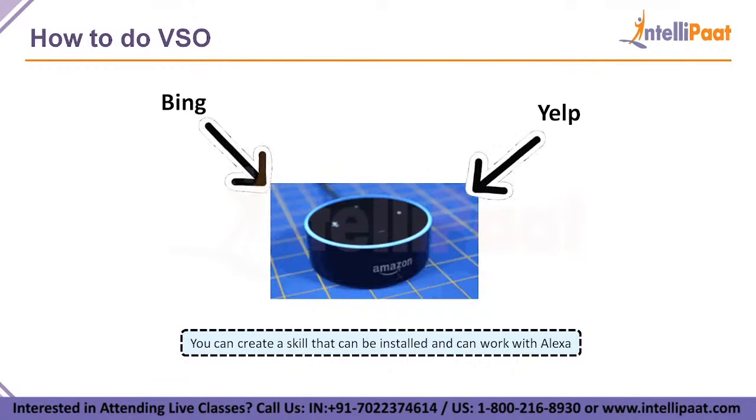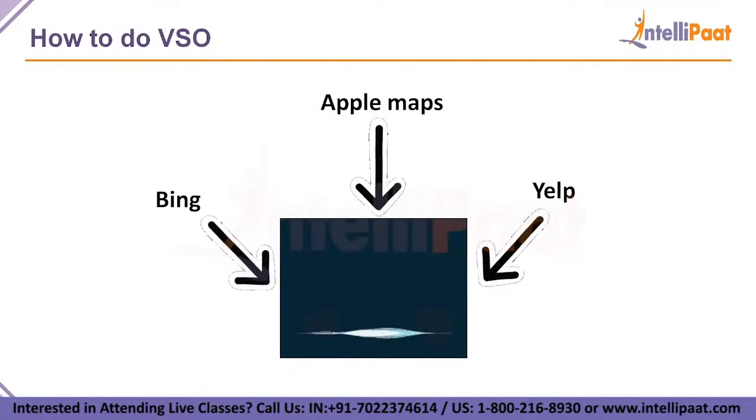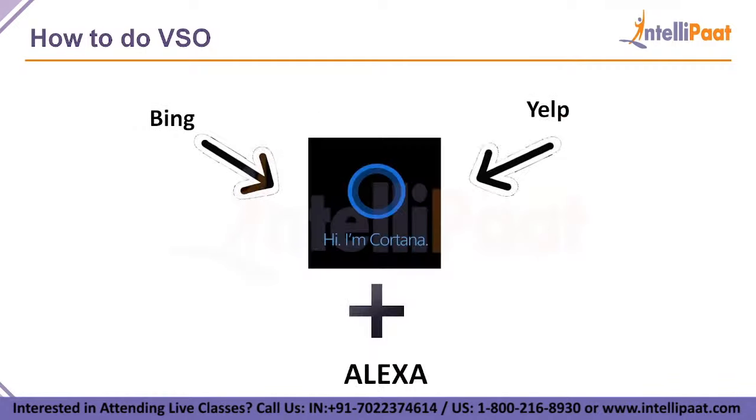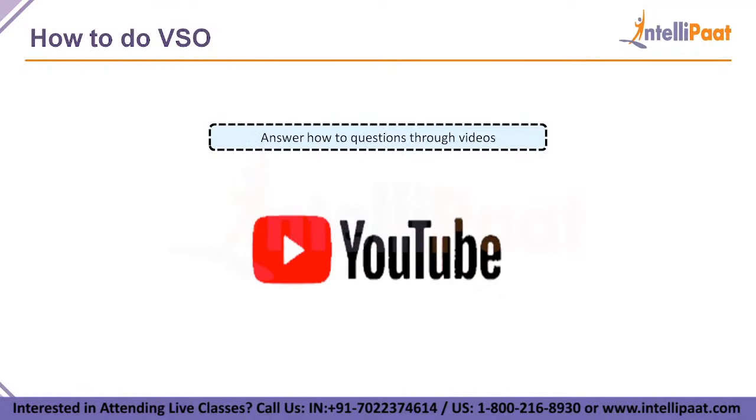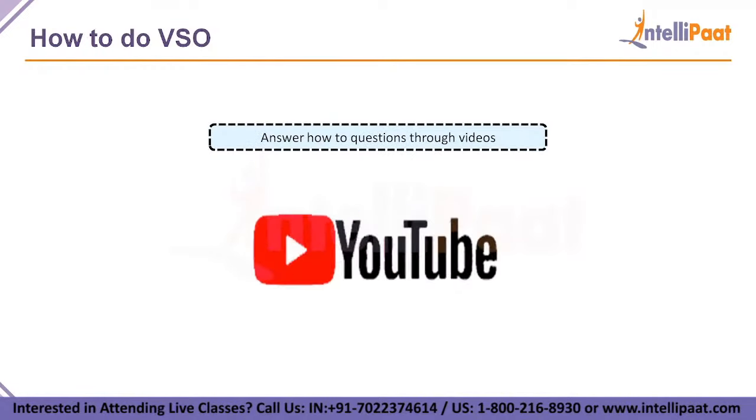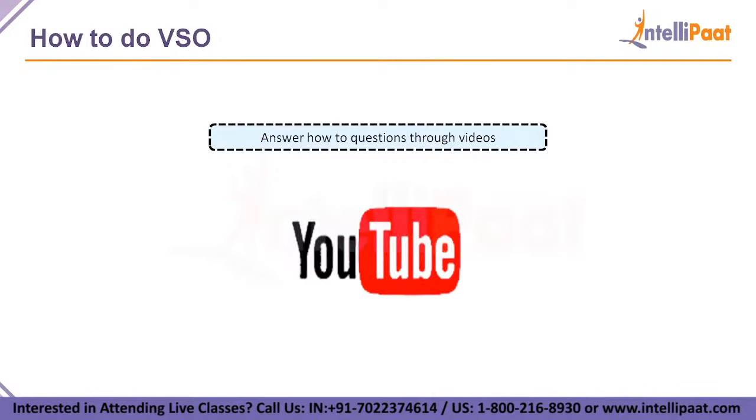Amazon's Alexa, or Amazon's voice command search, takes information from Bing and Yelp. You can also create a skill that can be installed and can work with Alexa. Apple's Siri takes information from Bing, Apple Maps and Yelp. Microsoft's Cortana, that works with Alexa, also takes information from Bing and Yelp. And in the process of improving your presence on the internet, you can also answer how-to questions through videos. Always rely on YouTube because YouTube is owned by Google.